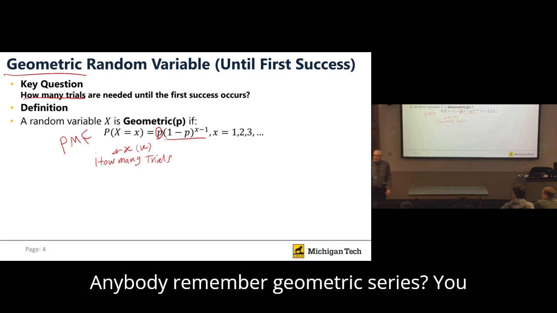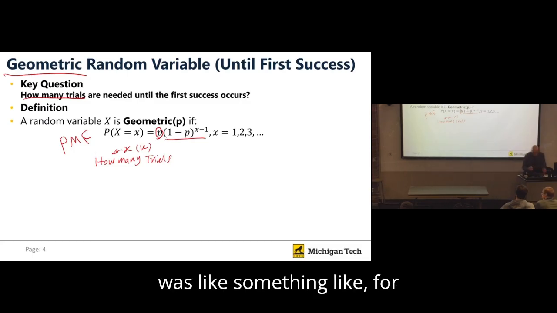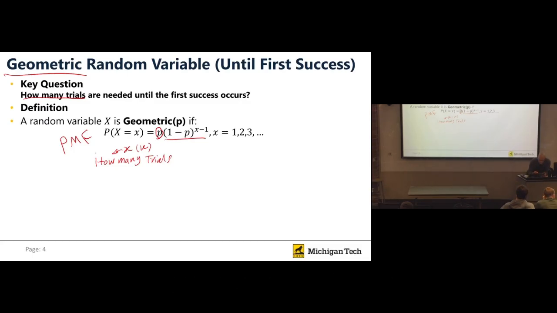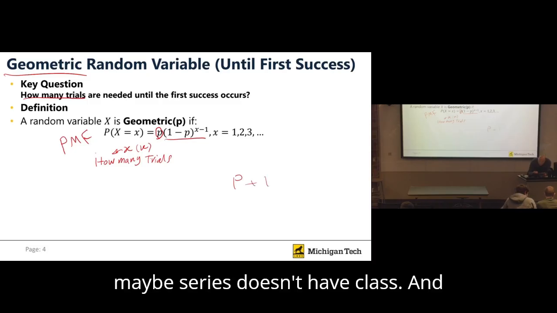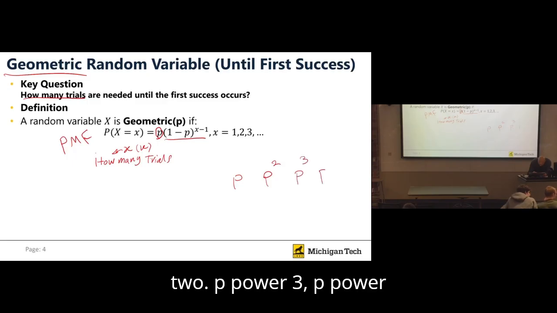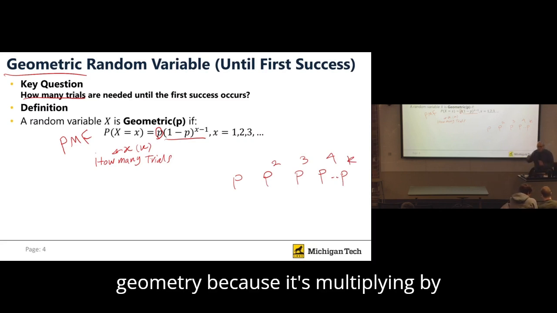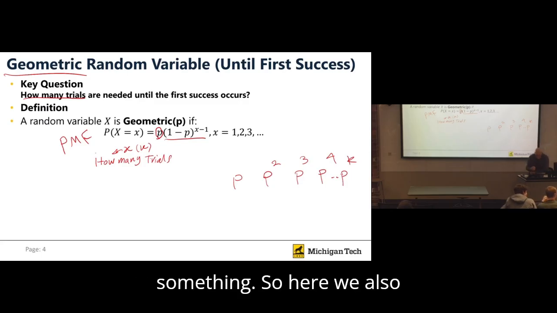Anybody remember geometric series? You had that in geometric series, something like, for example, p, maybe the series doesn't have a plus, and p power 2, p power 3, p power 4, p power k, for example. This series is geometric because it's multiplying by something, okay?